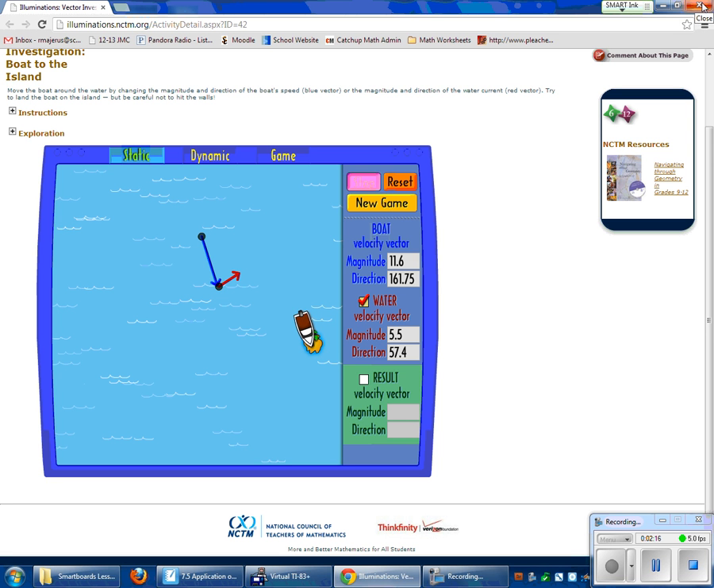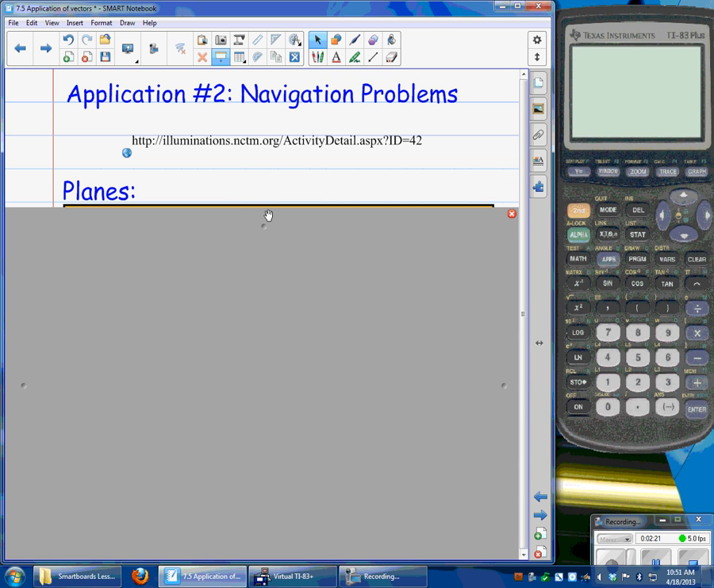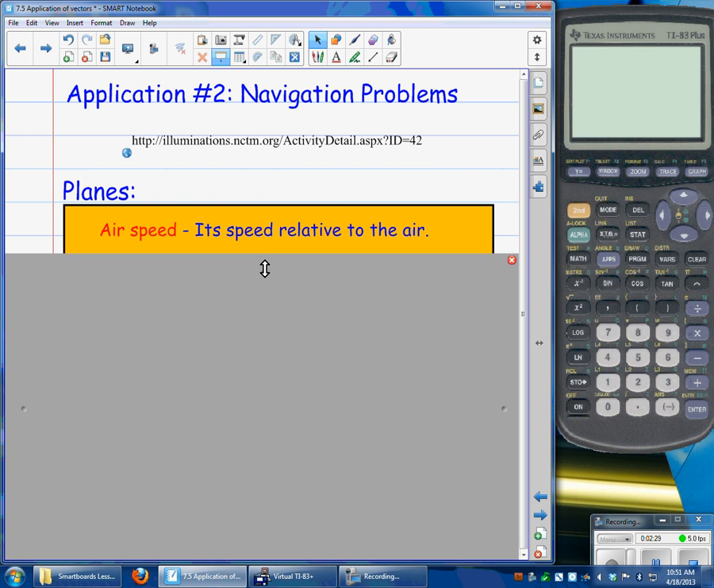When we're working with other applications, the big one is planes. There's a couple of vectors involved with planes that we need to be concerned with. So we'll set these up and talk about each one of them. The first vector associated with planes is something called the airspeed. That's just the speed of the plane relative to the air. It's not the speed relative to the ground, where you would cover 5 miles in 1 hour. This is the speed relative to the air itself. So up in the air, how fast is that plane going? If you don't quite understand what that means, it's not a real big deal.